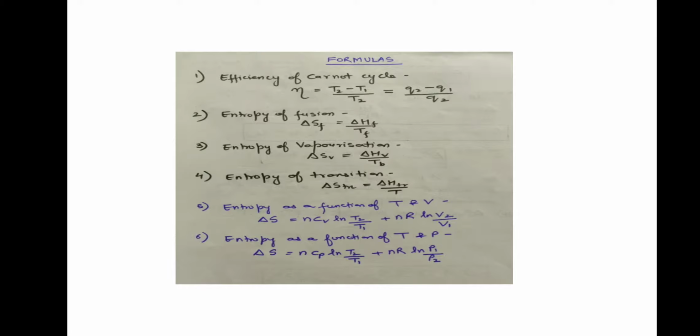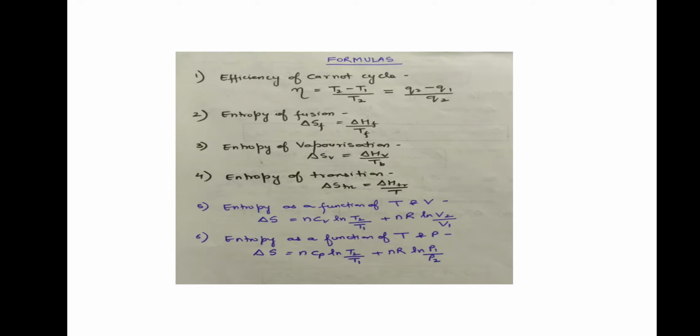First, efficiency of Carnot cycle, which was represented by eta. Formula is T2 minus T1 divided by T2. It is also equals to Q2 minus Q1 divided by Q2. Second, entropy of fusion. Delta SF is equals to delta HF divided by TF. Next, entropy of vaporization. Delta SV is delta HV divided by TB, where delta HV is the latent heat of vaporization and TB is the boiling point.